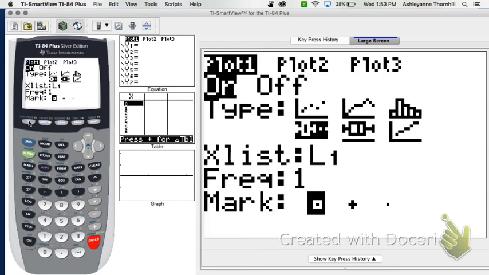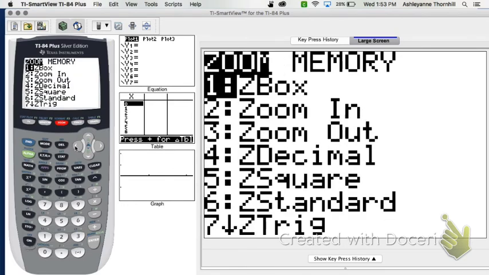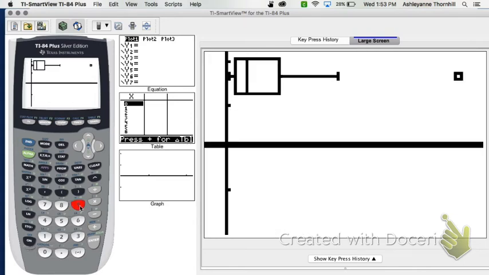Then from there, to get it to graph, you're going to hit the zoom button, which is right here next to the y equals. Just keep it the way it is. And then ZoomStat. Zoom, and then the number 9. Did we change it to on? Yes. We changed it to on.